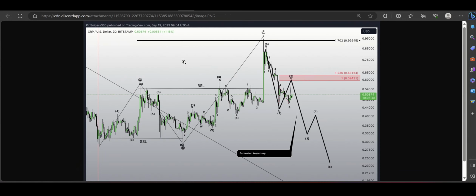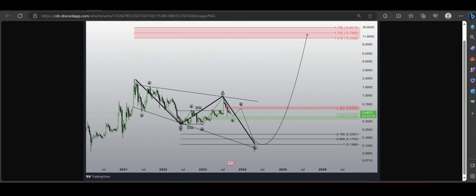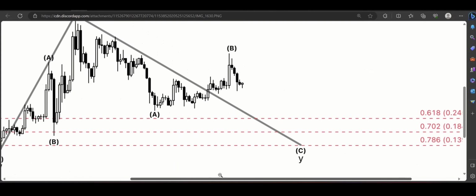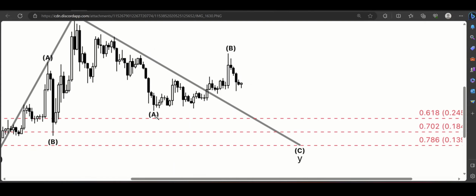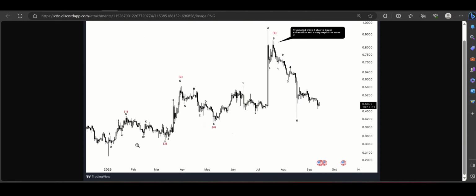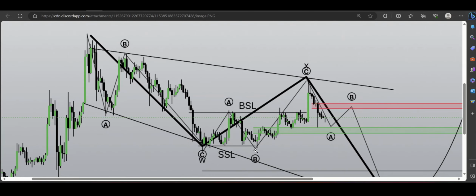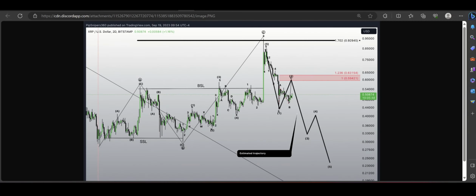Okay. Now what I'm going to do is show you XRP's wave count from over here. You see this A wave? I'm going to show you it from over here. I was only showing you it from over here, but now I'm going to show you it from over here at this C wave. Okay?